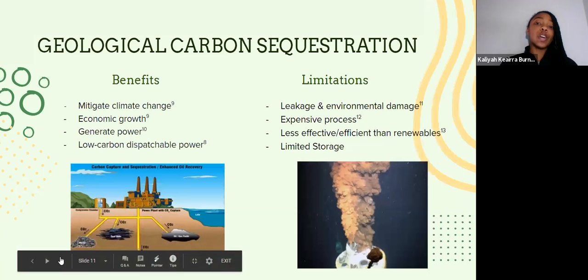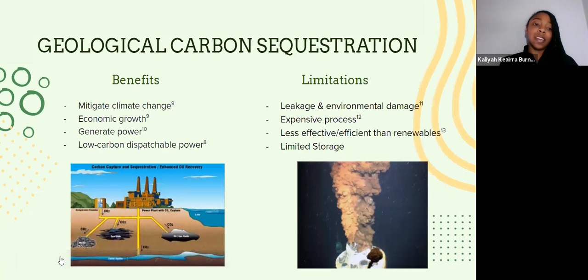As for geological carbon sequestration, some of the benefits is that it mitigates climate change because it takes the CO2 from out of the atmosphere. It also has economic growth because the oil that's captured can be used or sold for monetary value. And also the carbon can be used to generate power.